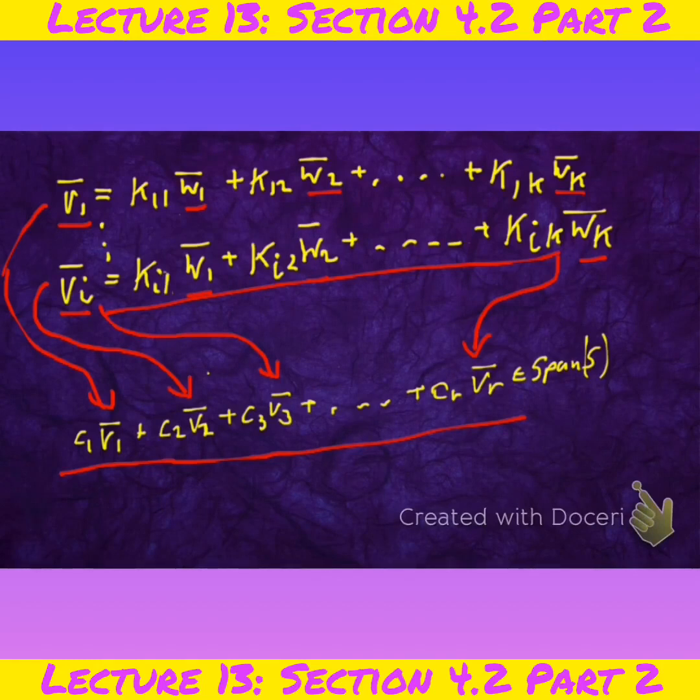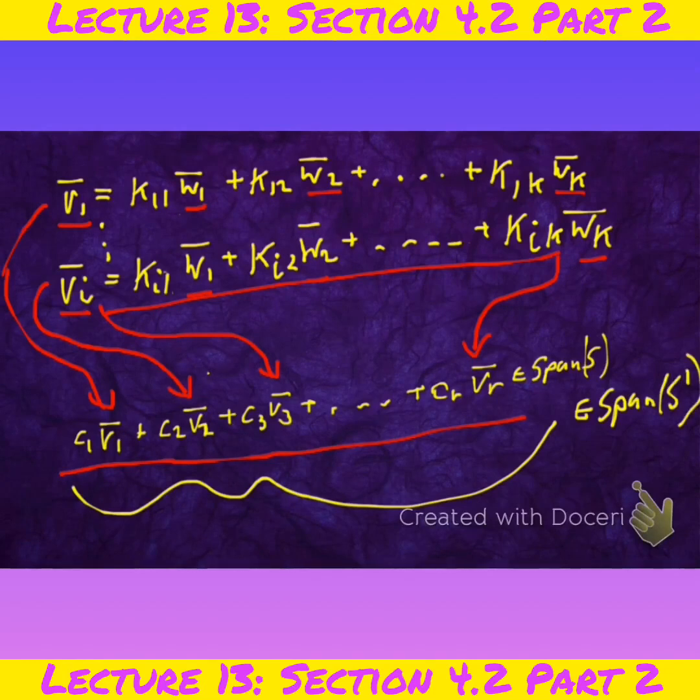If you group them all together, you're going to get a linear combination of vectors in S prime, which is then a vector in the span of S prime. So one can easily see that, doing a substitution, that vector will also be in the span of S prime. And you can do the same argument.